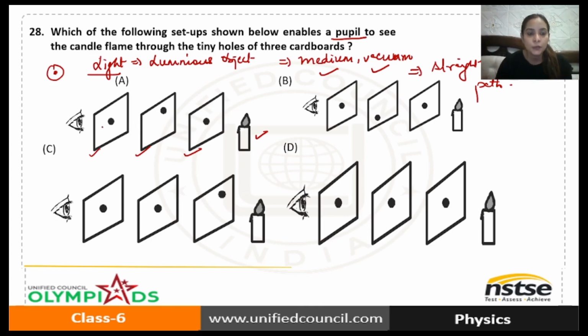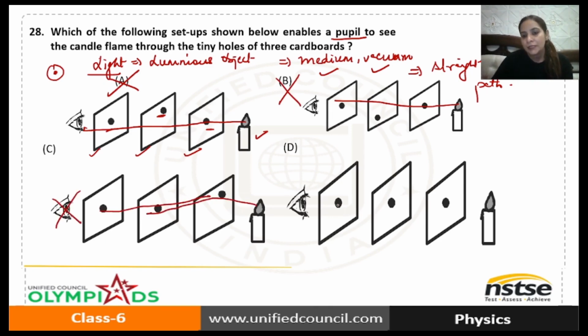Now here in option A you can see that it is here, but in option B it is here, option C it is here. So do you think the light will be able to reach the pupil? No, in this case, because all the holes are not lying in the same straight line, and light needs a straight line path to travel. In option B again it's not a straight line path. Look here. So therefore no. Option C again you have this thing. So again not a straight line path.